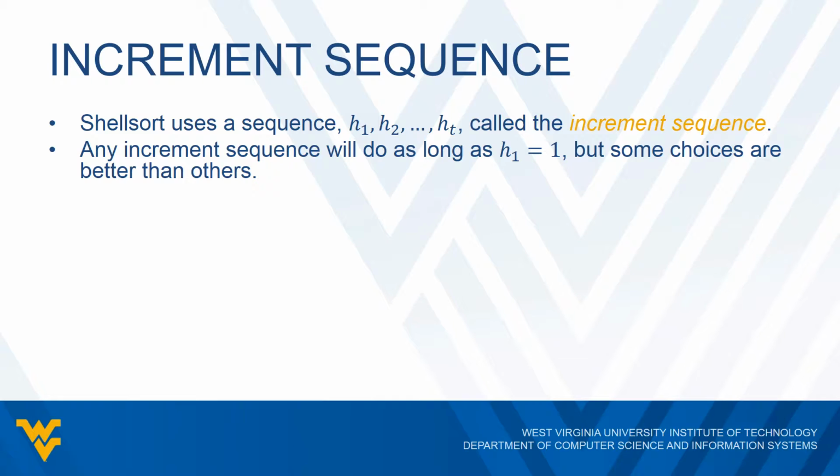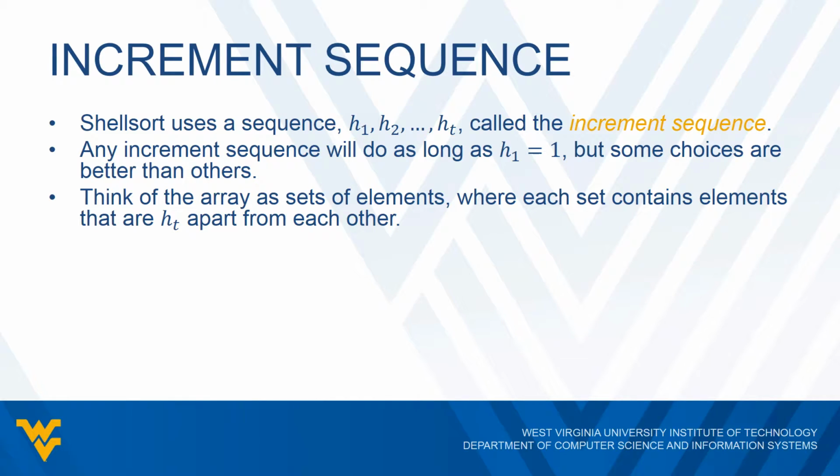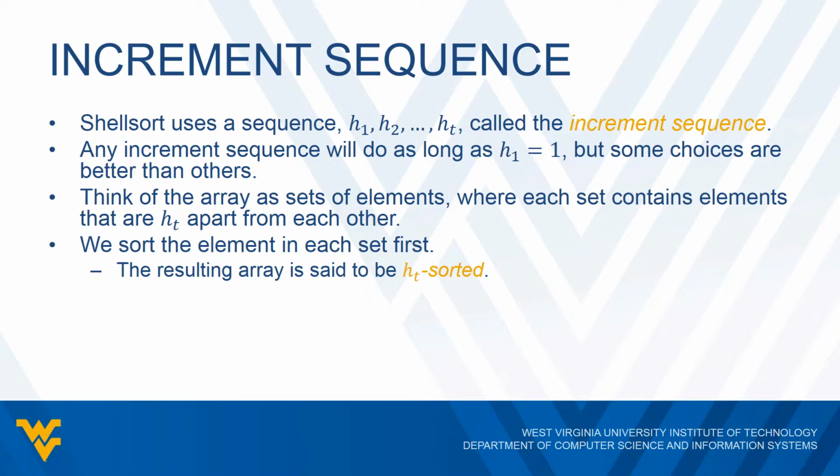So the way we would think about this sequence is first think of the array as these sets of elements. And let's say each set contains elements that are HT apart from each other. So if you think about your array, group up the elements that are so far apart from each other. In this case, we're denoting that as HT. We then sort these elements in each set. So the resulting array is not actually sorted, but with respect to those separate sets, they are sorted. So we say that this resulting array is HT sorted.